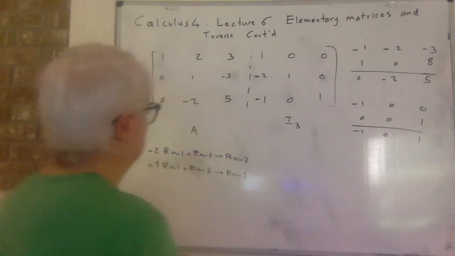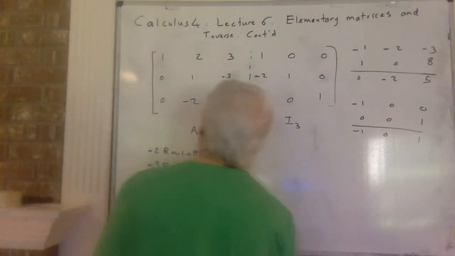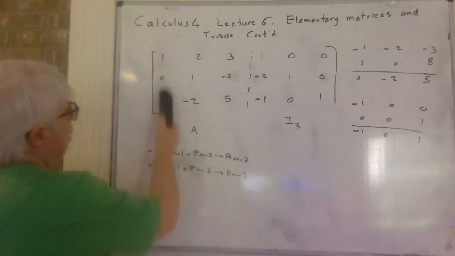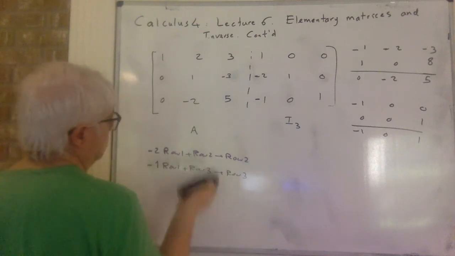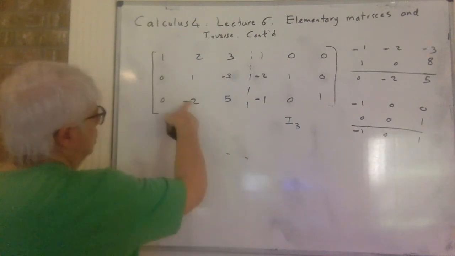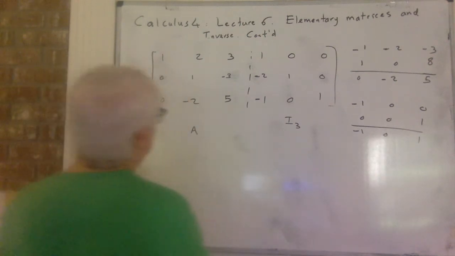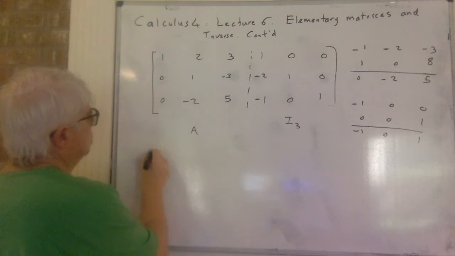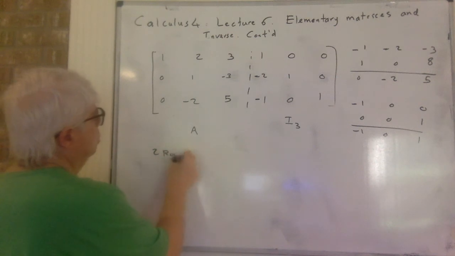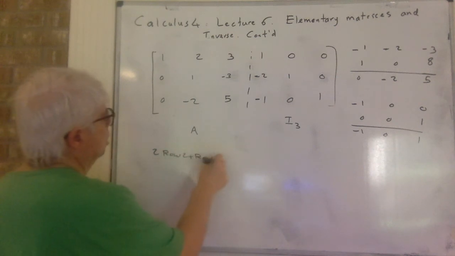Okay. So up to this point, I eliminated these two. Let's go to this one. I should use this to eliminate this. Well, that's very simple. I multiply this by 2 and add to this. 2 times row 2 plus row 3 goes to row 3.